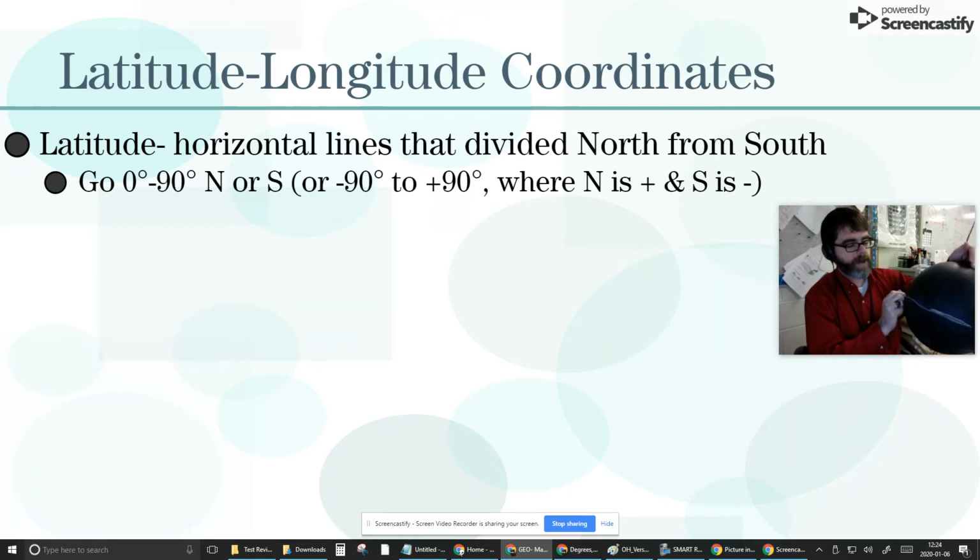Because latitude lines wrap all the way around the Earth, we only have to go up to 90 or down to 90. And so we label them as 90 north or south, or 90 positive and negative.